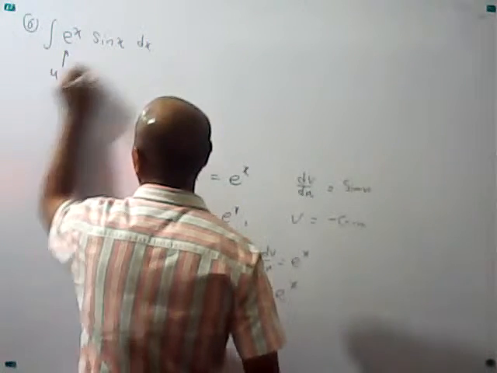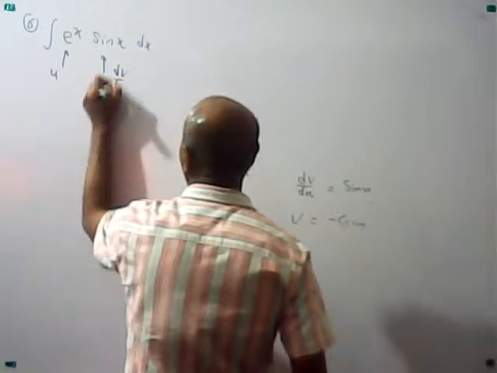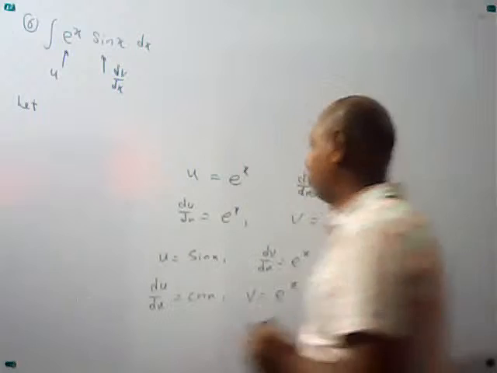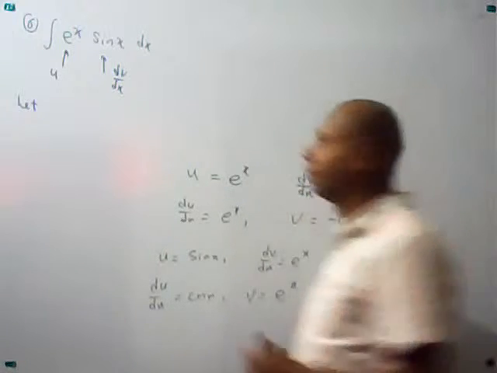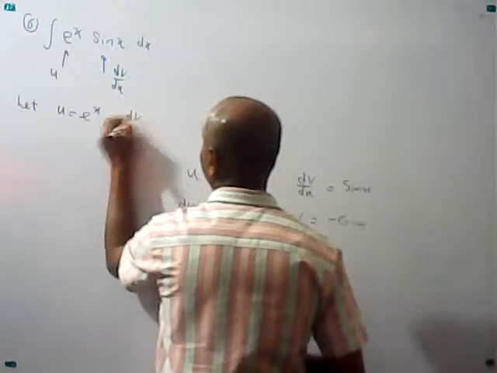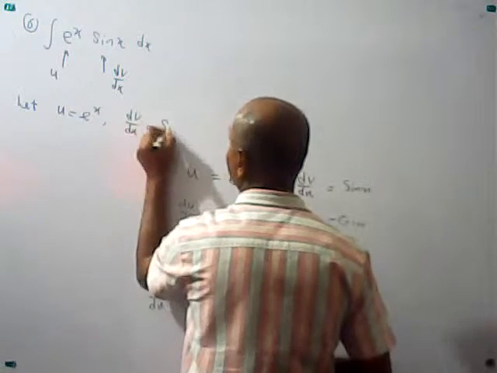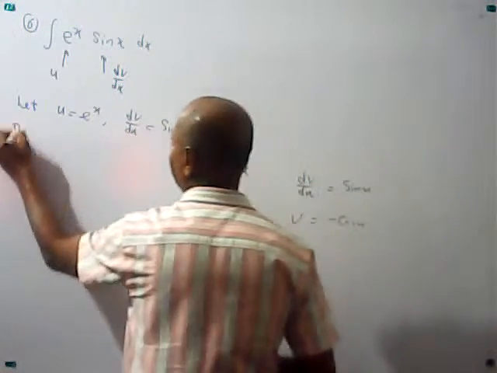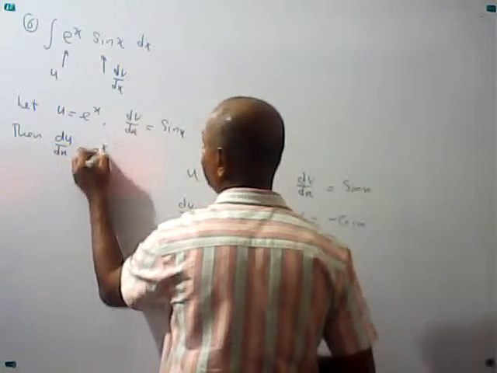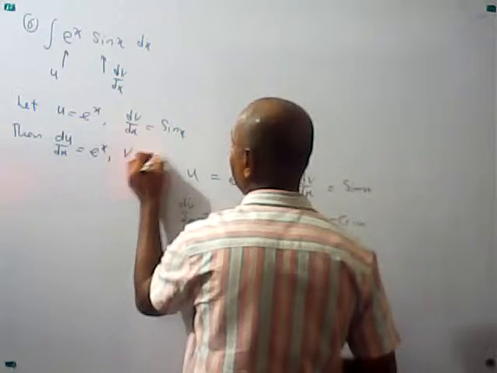This is u and this is dv by dx. Let u be equal to e^x, dv by dx equals sin x. Then du by dx will be equal to e^x, v will be equal to minus cos x.